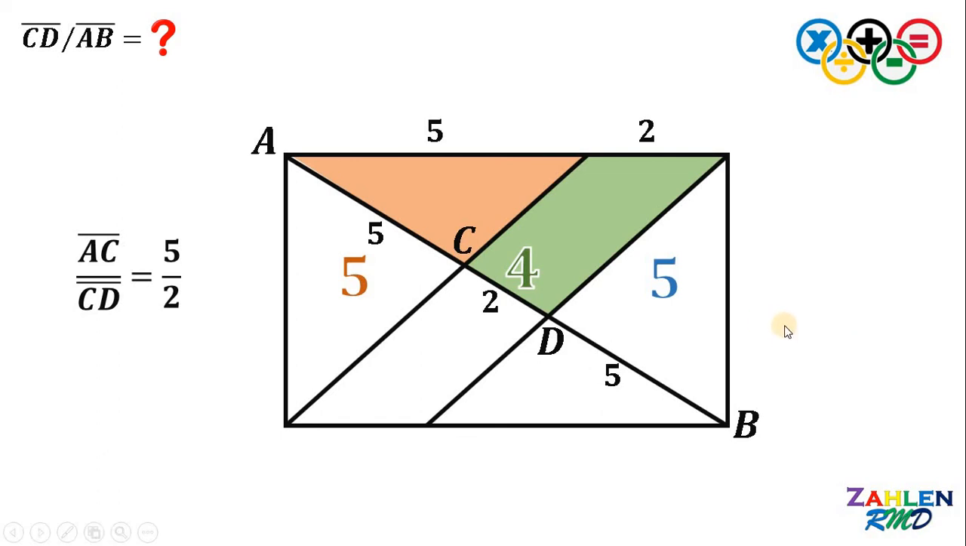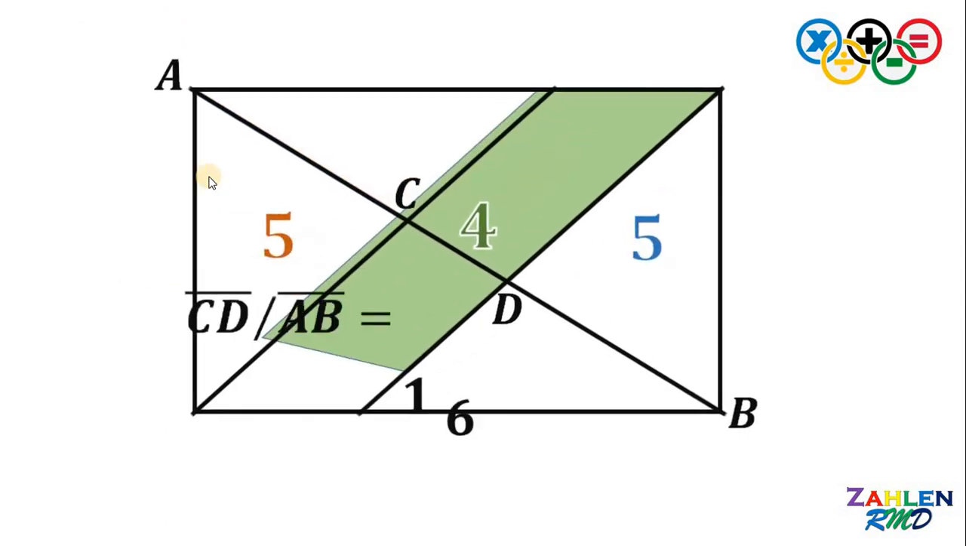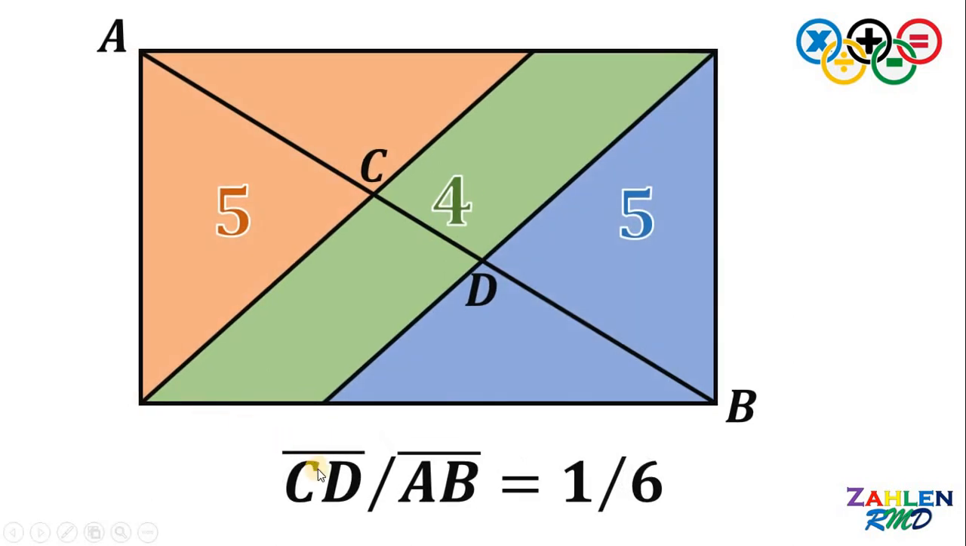Now, at this point, we are ready to find the ratio of segment CD and segment AB. Segment CD is just 2, and segment AB is 5 plus 2 plus 5 or simply 12. Thus, 2 over 12 will give us 1 over 6. Therefore, given this figure, the ratio of segment CD and segment AB must be equal to 1 over 6 or 1:6. And as always, we are done.